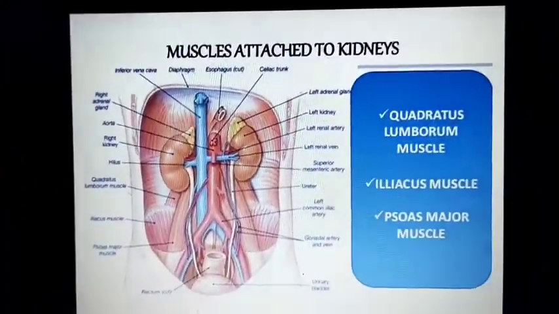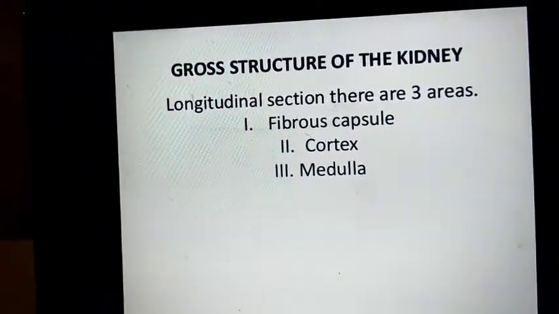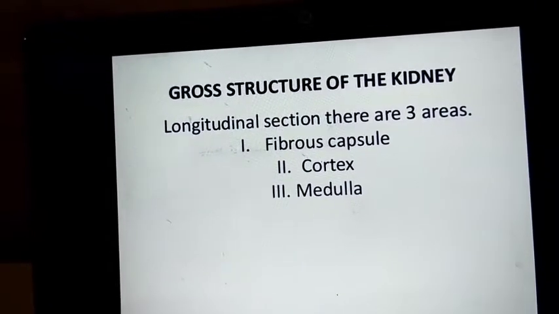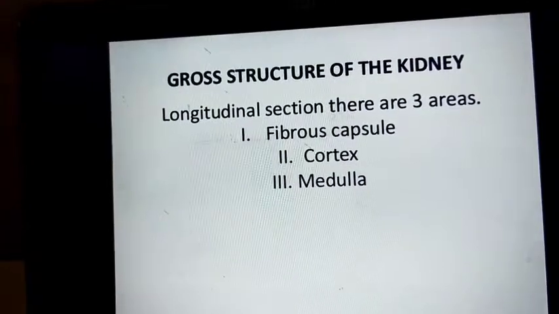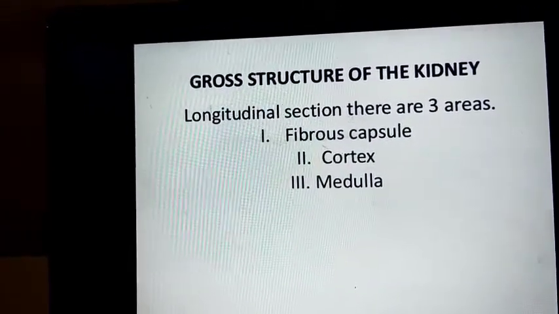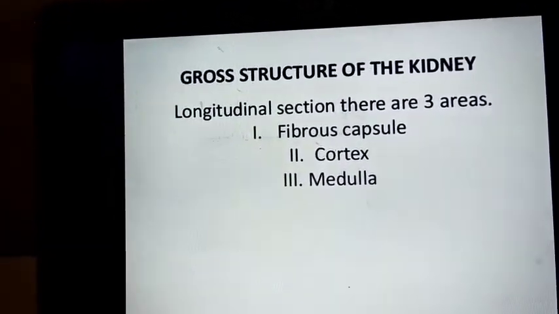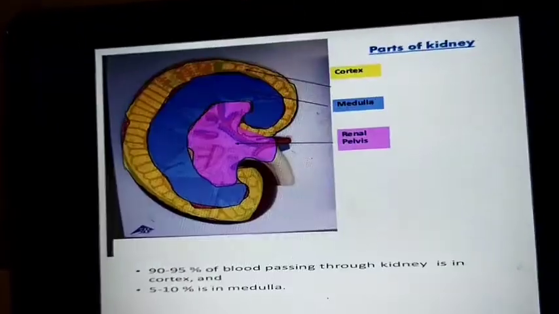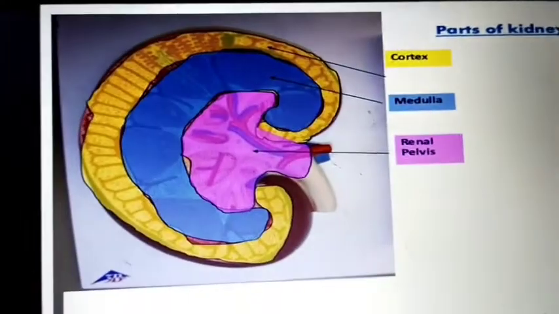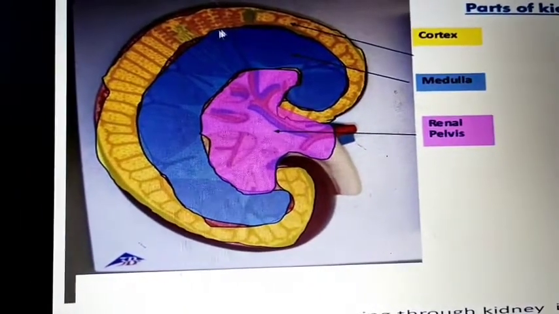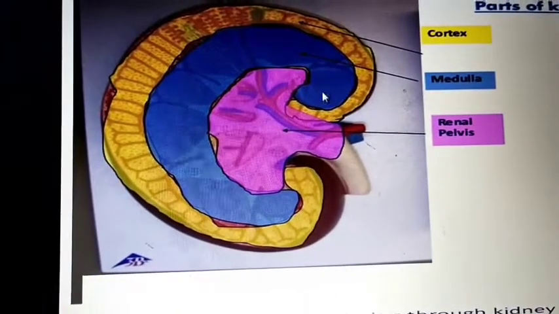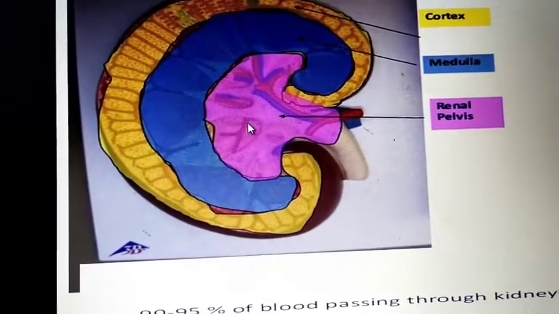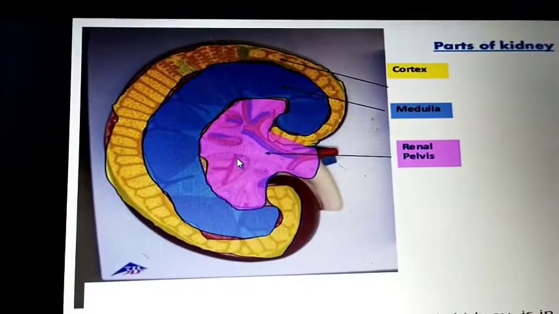And that we can go for the gross structures of the kidney. When we go for the longitudinal section, there are three main areas. The outer one is a fibrous capsule, the middle is the cortex, and the innermost is the medulla. You can see here, in the longitudinal section, this is the outermost, this is the cortex, this is the medulla, and the inner is the renal pelvis. These are the parts of the kidney.